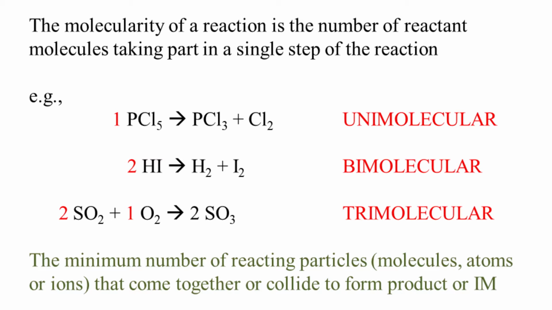Basically, it is a minimum number of reacting particles that come together or collide to give you the corresponding product, and the product need not be a stable product, it can be an intermediate as well. If it's an elementary reaction, there's only one step, so the molecularity is going to be the number of reacting particles combining to give you the final product itself.